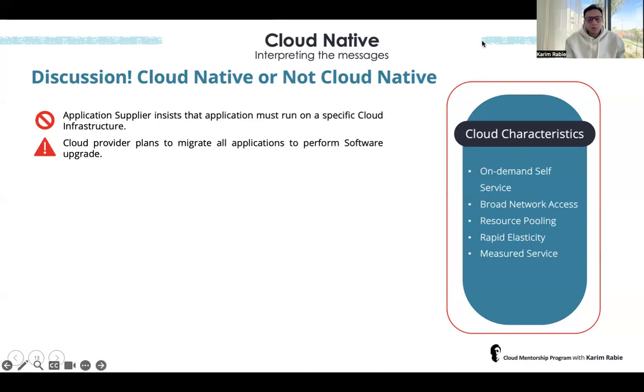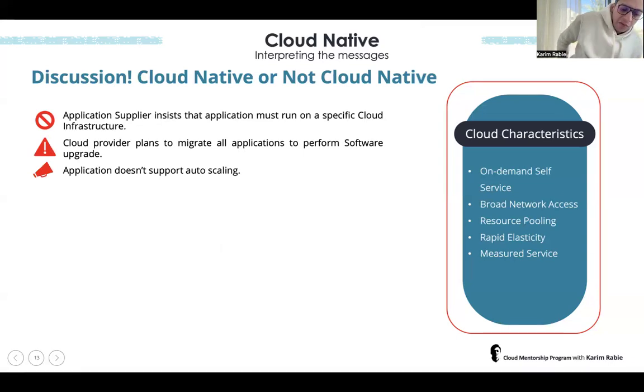The cloud provider plans to migrate all applications to perform a software upgrade. So imagine that you have a cloud that has like 10 network functions, and there is a cloud upgrade. Do we need to migrate all the applications to do the upgrades and then get them back? It's happening in telco for some reason, but this is not a cloud native practice for sure. The application supplier tells you that we don't support auto scaling. So if the traffic increases, there is no way. So this is for sure not cloud native.